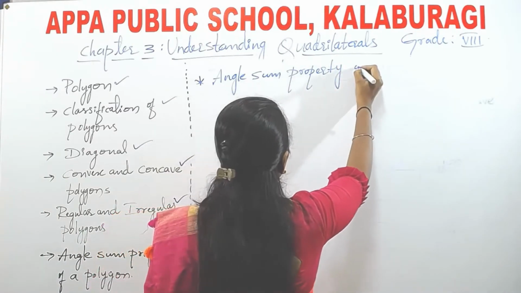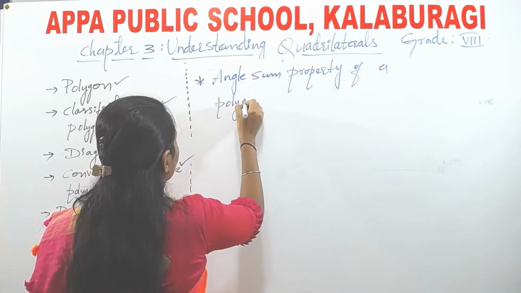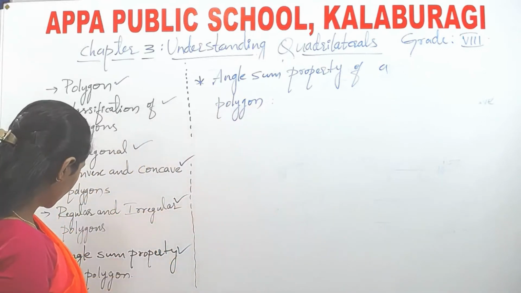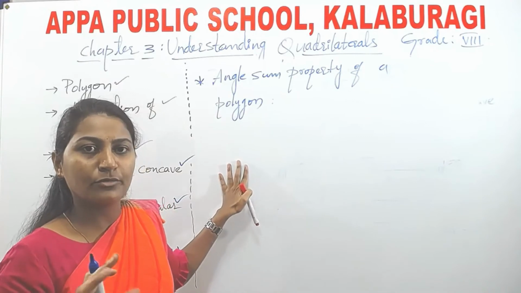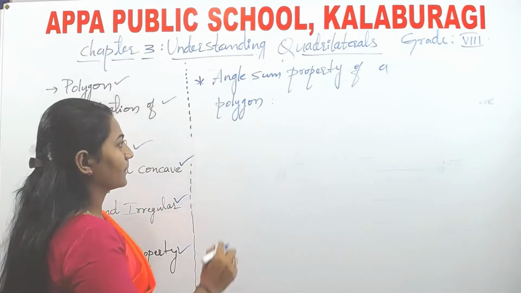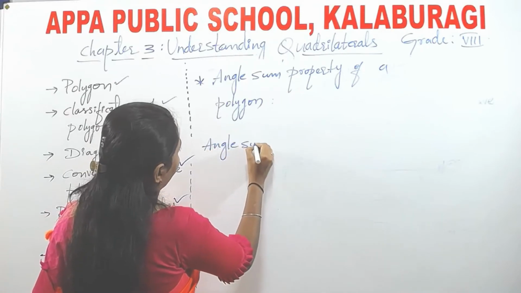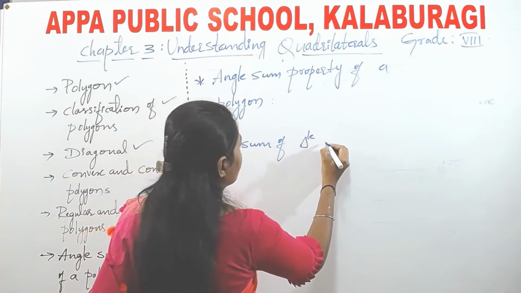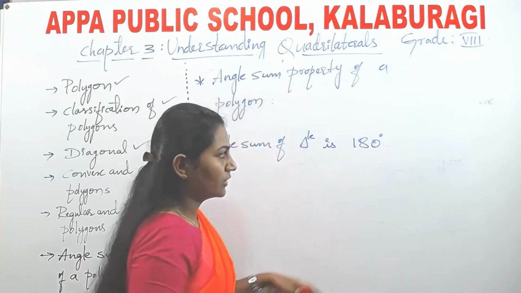Angle sum property of a polygon. So now we are studying the angle sum property of a polygon. The angle sum of a triangle is 180 degrees. This has already been proved.